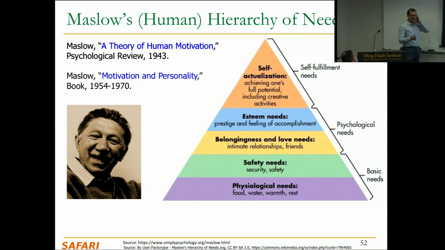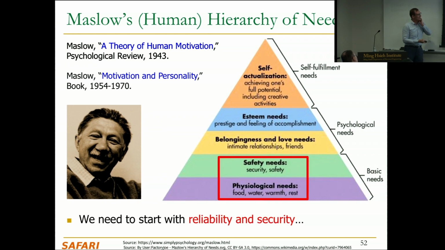Basically, he came up with this hierarchy of needs, essentially where he said if you actually don't have your safety and physiological needs satisfied, you don't really care about very abstract forms of art. So there's a hierarchy here. So that's why I think we need to start with reliability and security. If you don't have a computing system that is reliable and secure, then maybe you don't really care about what else we do with this system.